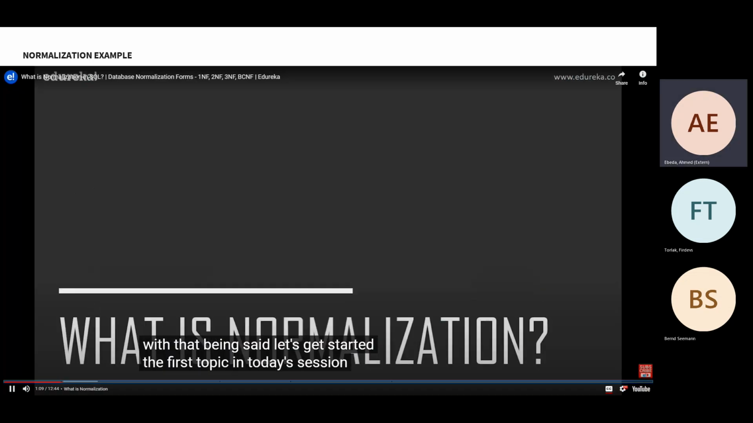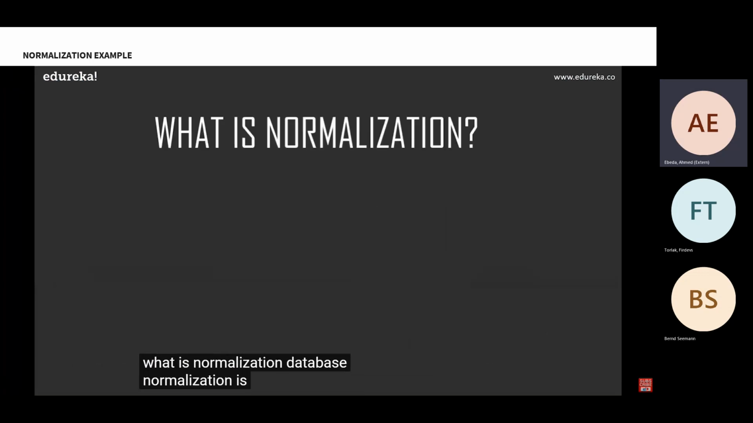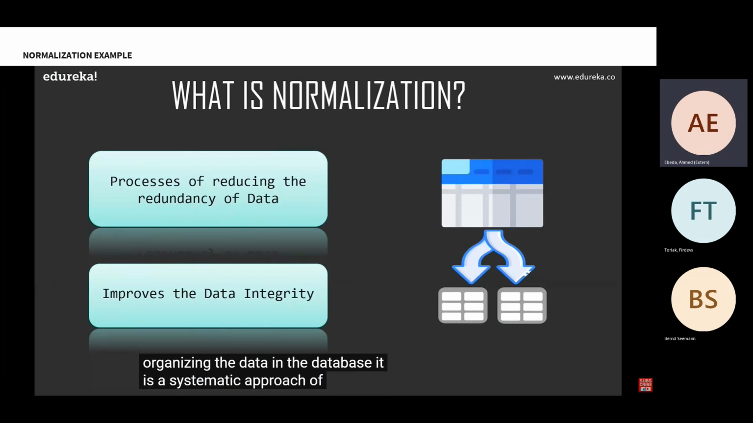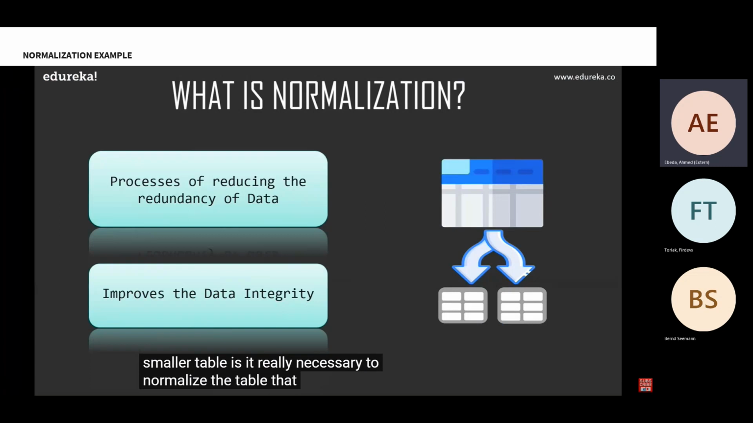The first topic in today's session is, what is normalization? Database normalization is a technique of organizing the data in the database. It is a systematic approach of decomposing tables to eliminate data redundancy. It is a multi-step process that puts data into tabular form, removing the duplicated data from its relational tables. On the screen, we just saw that the table is getting decomposed into two smaller tables. Is it really necessary to normalize the table that is present on the database? Well, every table in the database has to be in the normal form.